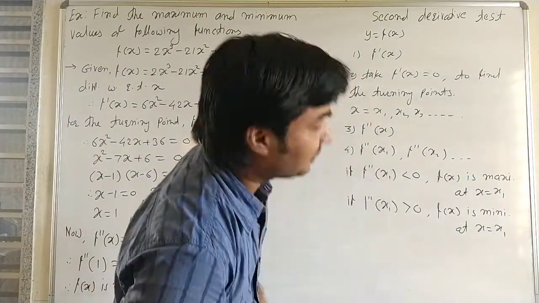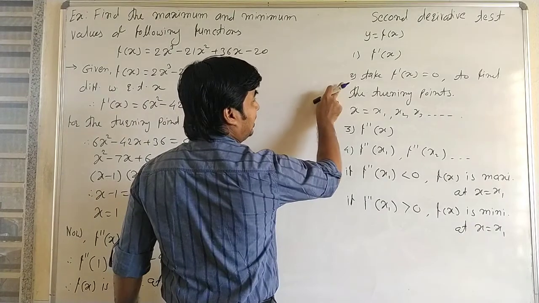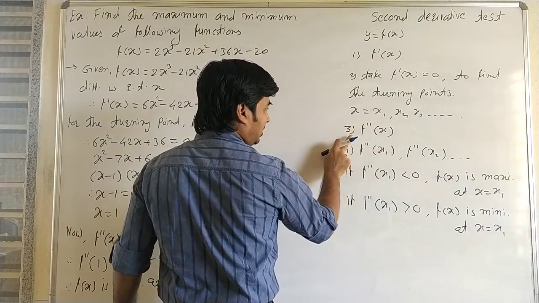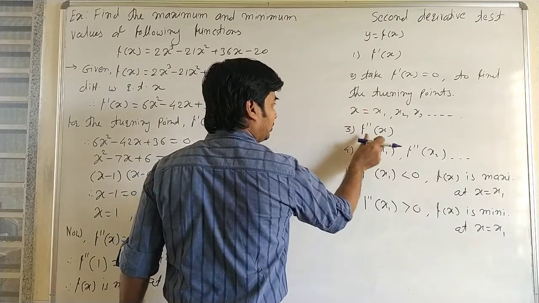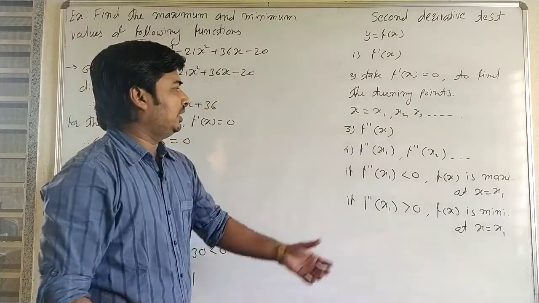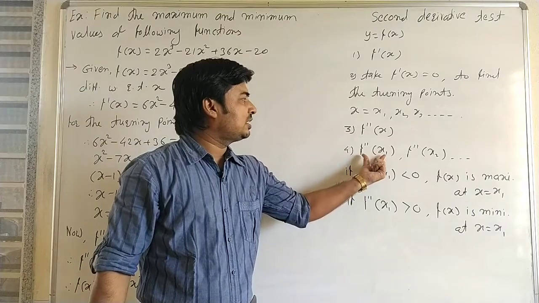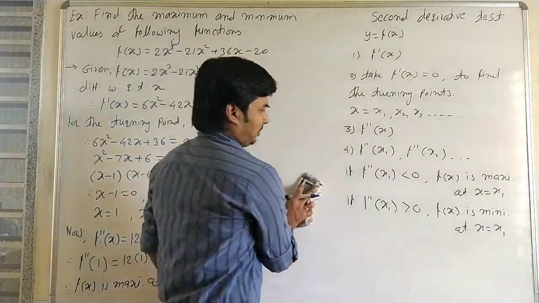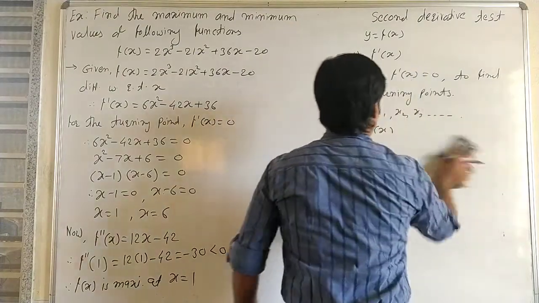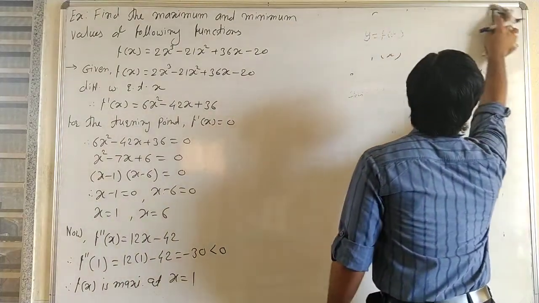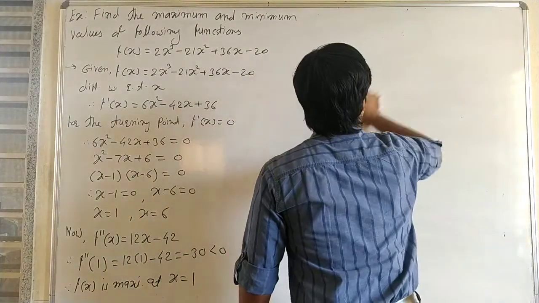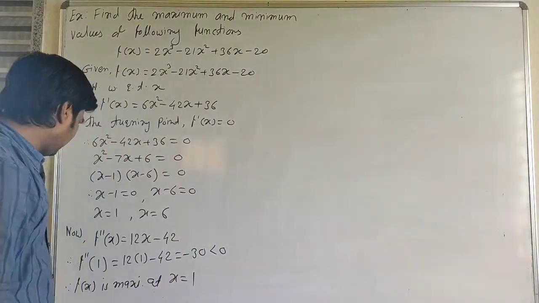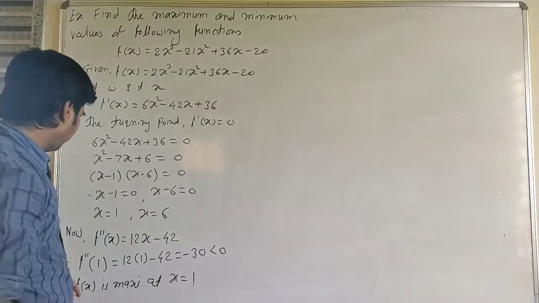Okay, f dash, then take f dash of x equal to 0 to find the values of x, then f double dash, and put all the values of x in the double derivative, and if this value is negative, it is a maximum, and if this value is positive, then it is a minimum. Okay, here, now it is maximum value and minimum value.